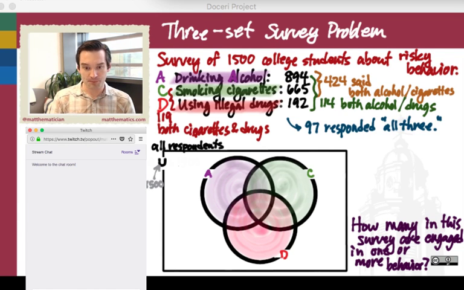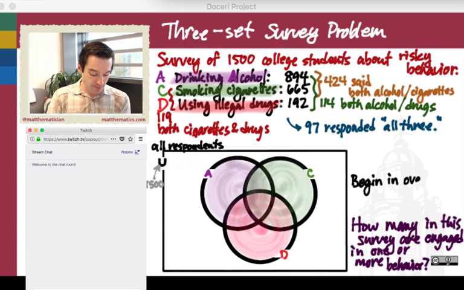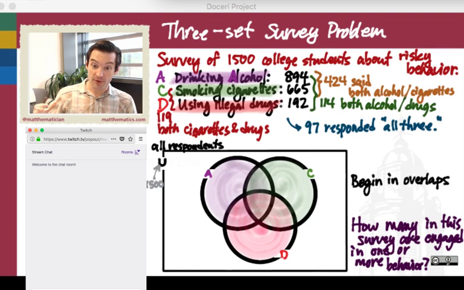So how do we avoid that quandary of listing elements in more than one place on a Venn diagram, having the same element belong to more than one region? Well, the way to avoid that is to strategically begin in the overlaps. In other words, I don't want to work a Venn diagram survey from the outside in. I want to work it from the inside out.